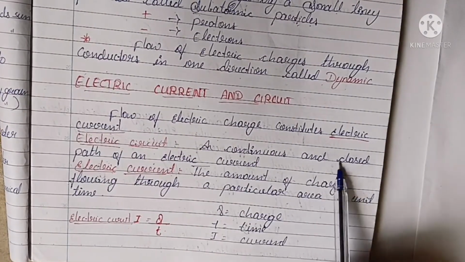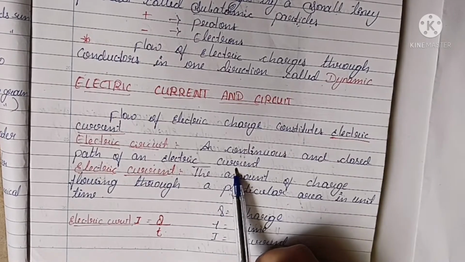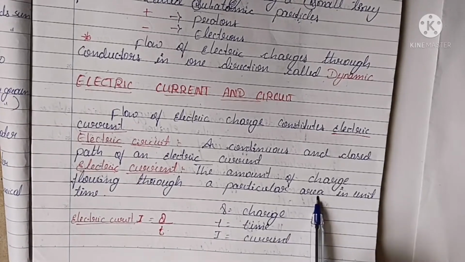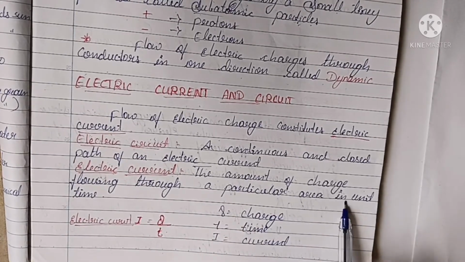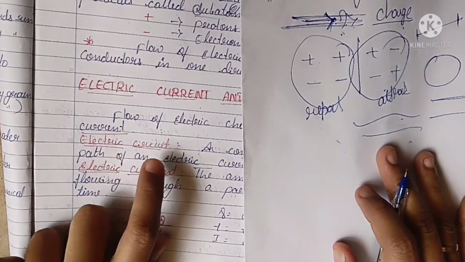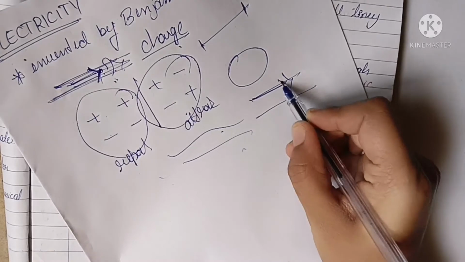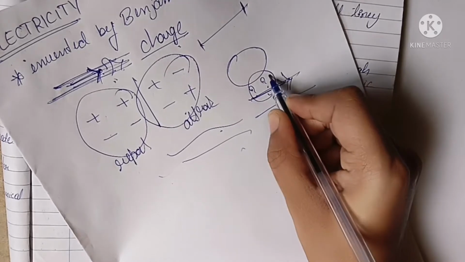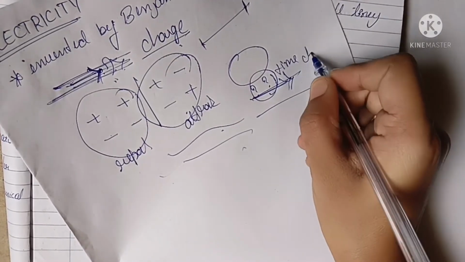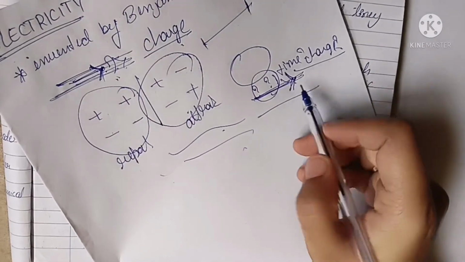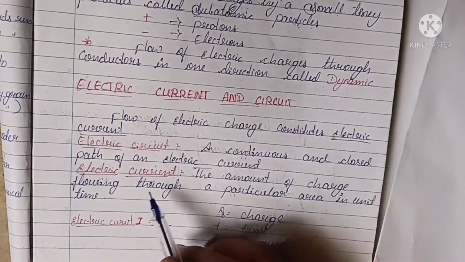So a continuous and closed path of an electric current, we are going to call it an electric circuit. And what do you mean by electric current? The amount of charge flowing through a particular area in unit time. See what happened here. In one wire, if electricity flows, that is the electric circuit. In that wire, how much time, how much electricity is passed? What are we going to calculate? The time and the charge. How much charge and how much time is passed in that particular wire? What we are going to calculate, that is called the electric current.